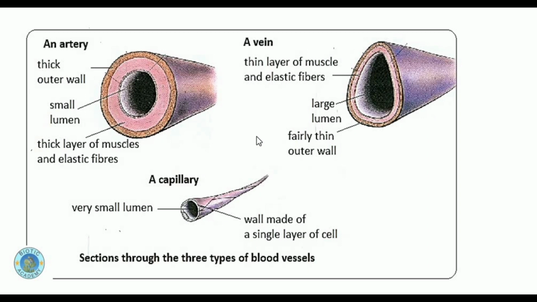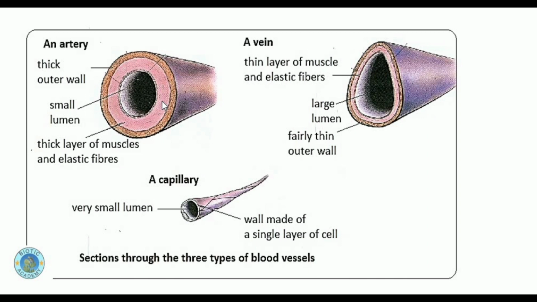Today we are going to discuss the types of blood vessels, how they work, what the difference is between them, and how they are adapted to perform their specific functions. There are three types of blood vessels in the human body. The first one is artery, the second one is vein, and the third one is capillary.